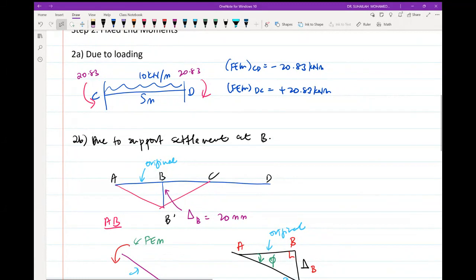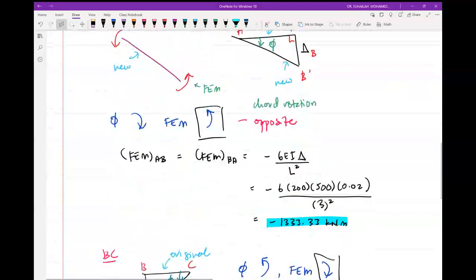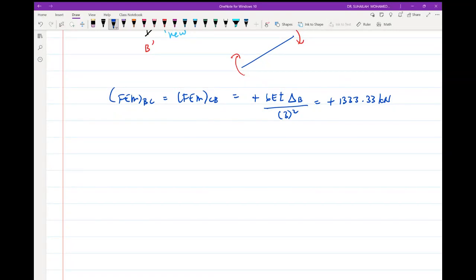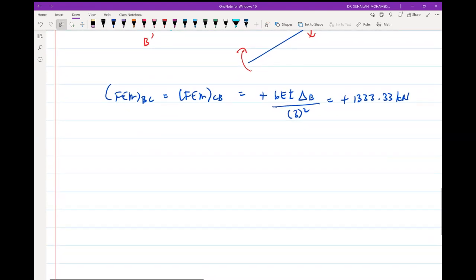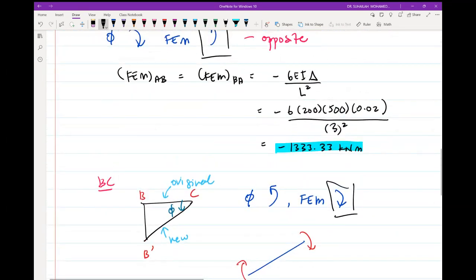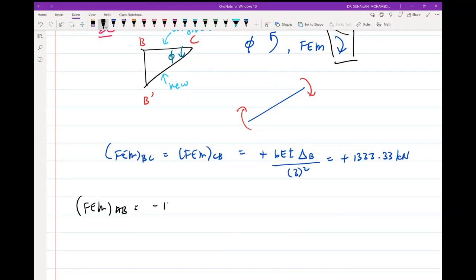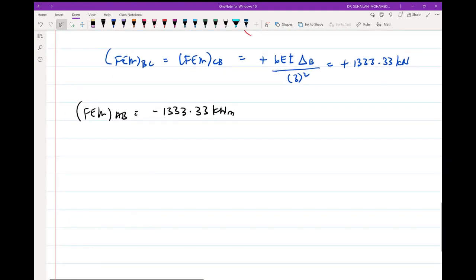Before we move to the table, we have to total the values. We summarize all the fixed end moments here, the total fixed end moment due to loading and due to support settlement. So FEM AB is negative 133.33 kilonewton meter. FEM BA is also negative 133.33 kilonewton meter.